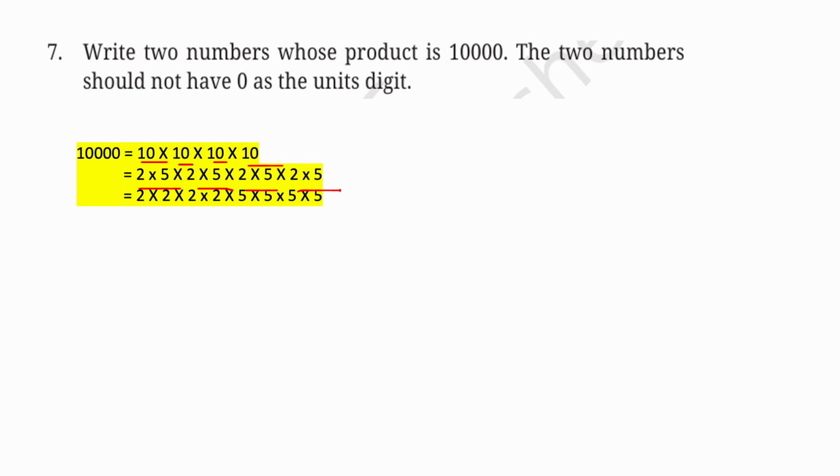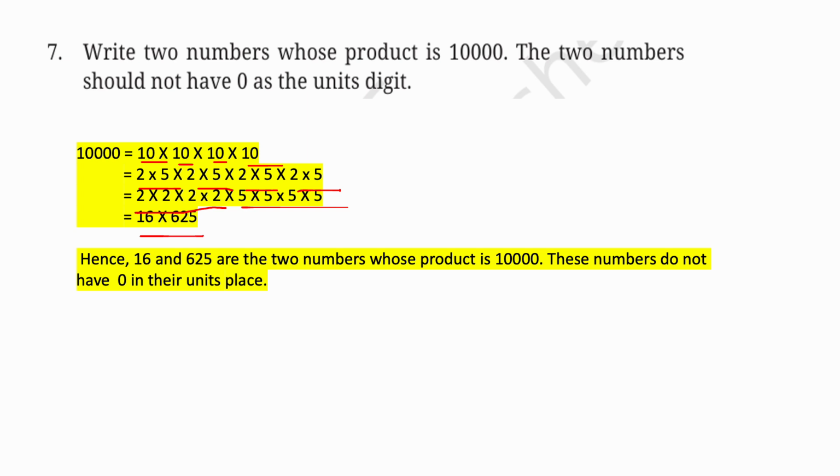So, for convenience, we can write in this order 2 into 2 into 2 into 2 into 5 into 5 into 5 into 5. So, this is equal to 16 into 625. Hence, 16 and 625 are the two numbers whose product is 10,000. These numbers do not have 0 in their units place.